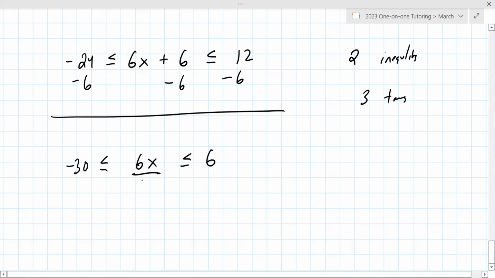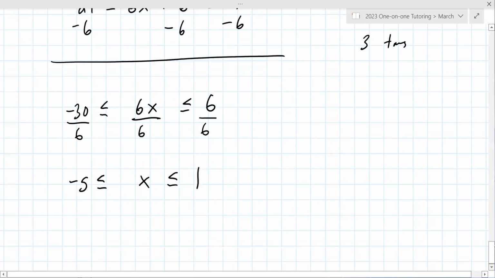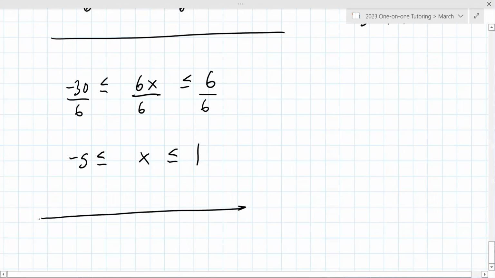Now you're going to divide everything by 6 and you're going to do it 3 times. Yep. Two inequalities. There's -5 less than or equal to x less than or equal to 1. Okay, so now we can go to the number line. Okay. -5 and 1, and you have to decide whether it's filled in or not at each of these.